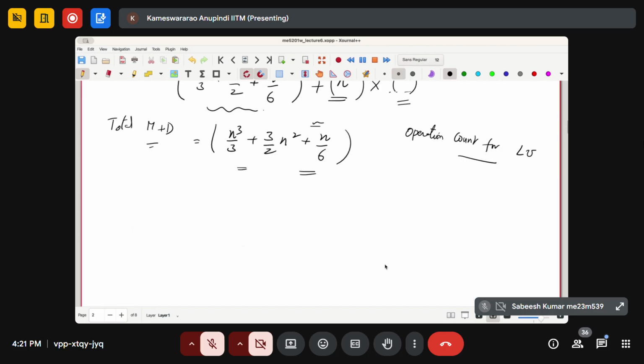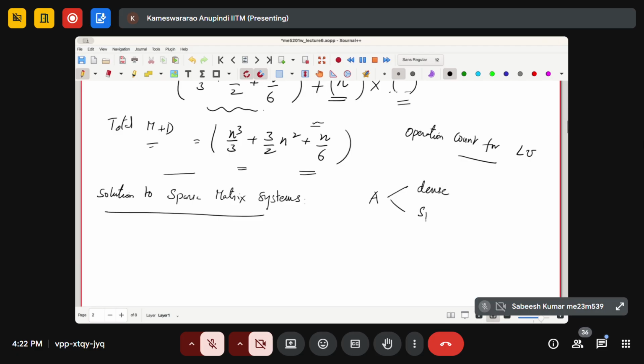Okay, fine. Now let's look at the solution to sparse matrix systems. Although till now we said the A matrix could be dense, or it could also be sparse. So till now we have been looking at dense systems, where we used Gaussian elimination and LU decomposition. But they can also be sparse.